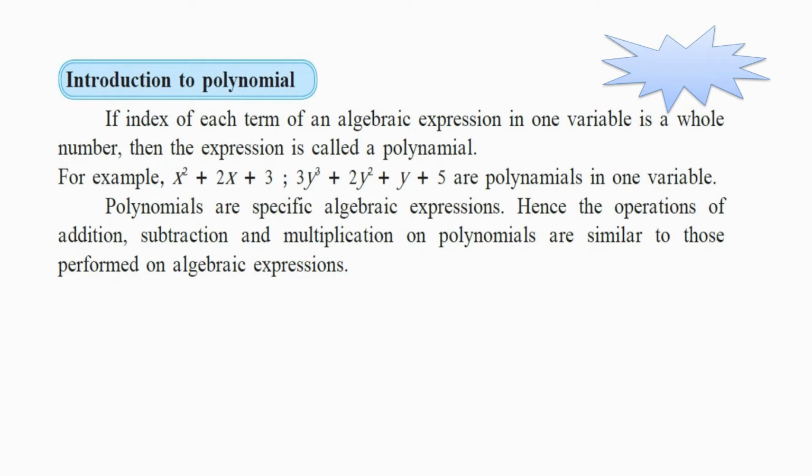Let us understand what is a polynomial. If the index of each term of an algebraic expression in one variable is a whole number, then the expression is called a polynomial. For example, x squared plus 2x plus 3, 3y cubed plus 2y cubed plus y are polynomials in one variable. Polynomials are specific algebraic expressions. Hence, the operations of addition, subtraction, multiplication on polynomials are very much similar to those performed on algebraic expressions.